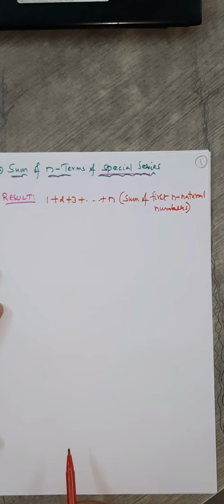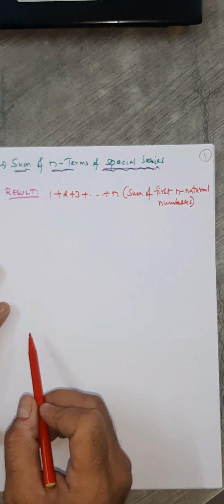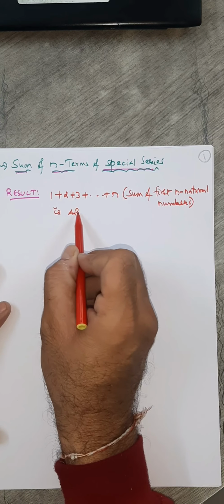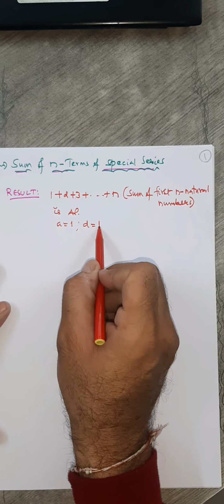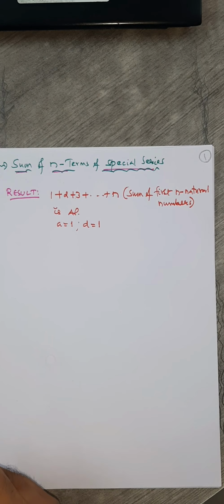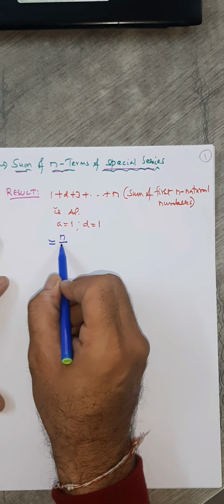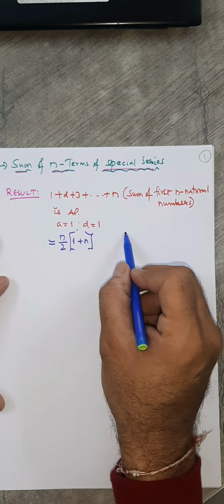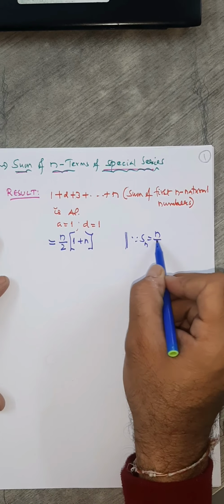Now this being an arithmetic progression, 1, 2, 3, you can see that it's an AP, with a equal to 1. The first term is 1 and the common difference is also 1. You want the sum of n terms. So you can write Sn equals n by 2, first term plus the last term. The first term is 1 and the last term is n here. So this is the formula we've used: Sn equals n by 2, first term plus last term.